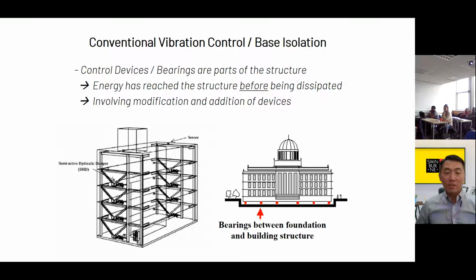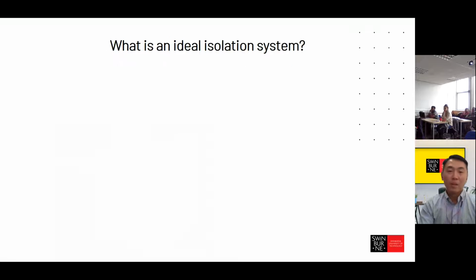And you can imagine that when the seismic wave is striking the building, part of the seismic energy can actually reach the structure before the energy is being dissipated, right? And the other thing that makes the design and construction a little bit inconvenient is that it involves modification to the structure and also addition of different devices, the dampers and the isolation bearings. So they are probably not the most ideal isolation strategy.